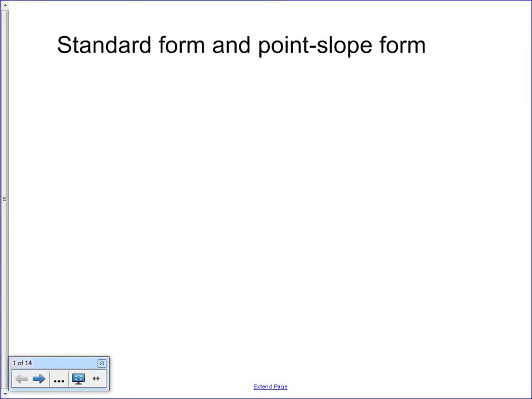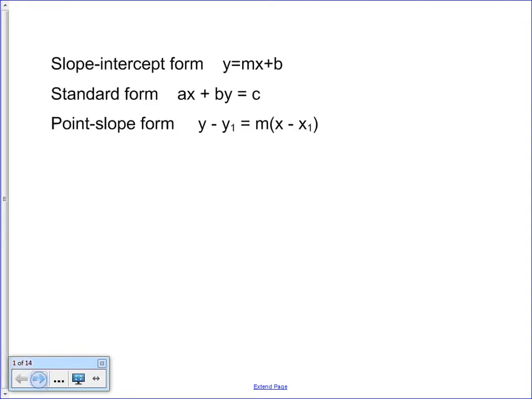Okay, so on the previous video, we talked about slope-intercept form for linear equations. And in this video, we're talking about standard form and point-slope form. So we're still talking about linear equations. They're just different forms of the equation. Slope-intercept form is what we talked about on the previous video.